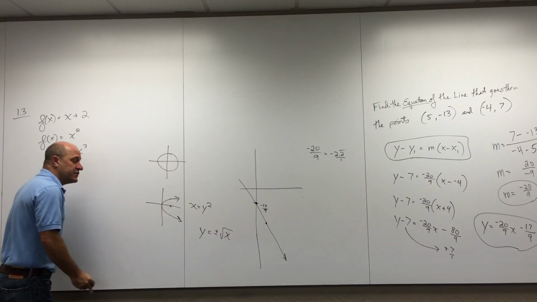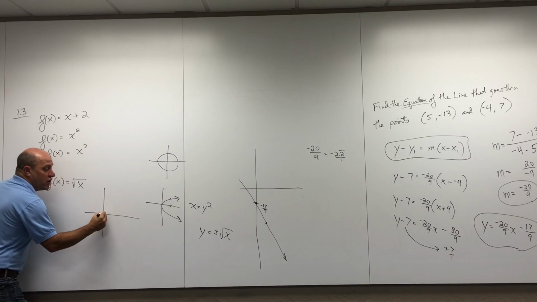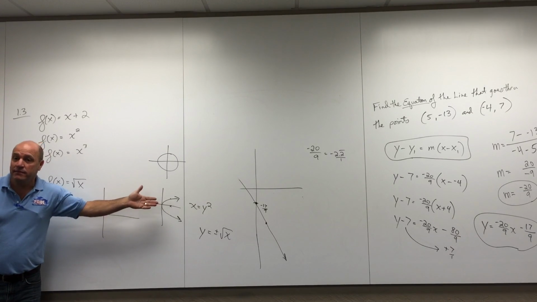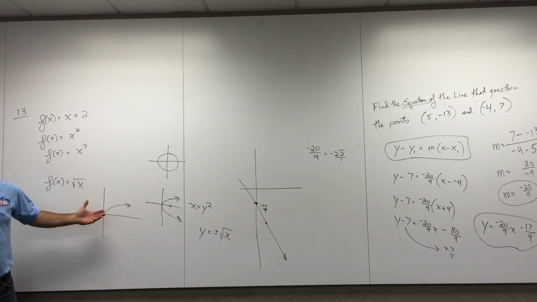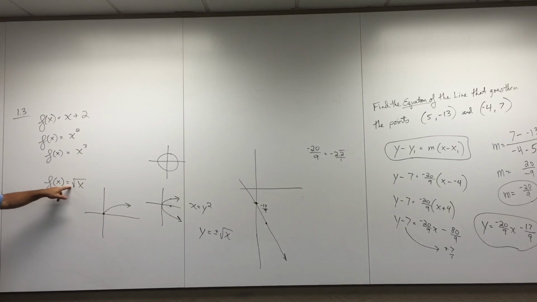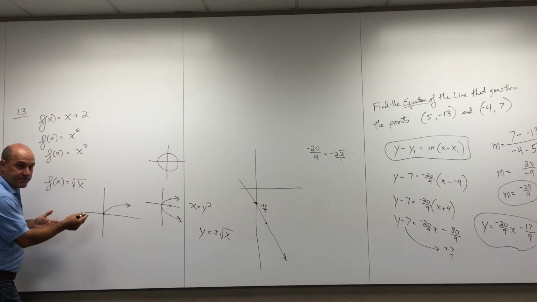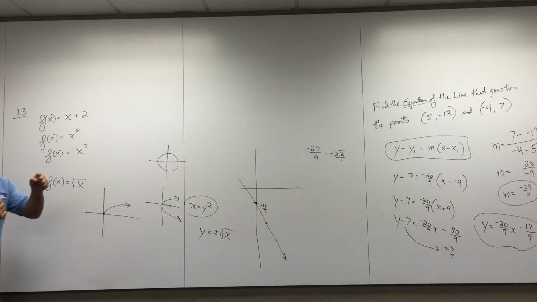I don't know if you realize this or not, but f of x equals the square root of x is this function, which really is the top half of this sideways parabola. Maybe you thought it was its own function, but it's really the top half of this sideways parabola. And if you stuck a negative sign in front of it, it's the bottom half. Together, it's technically not a function. Separately, they're both functions.